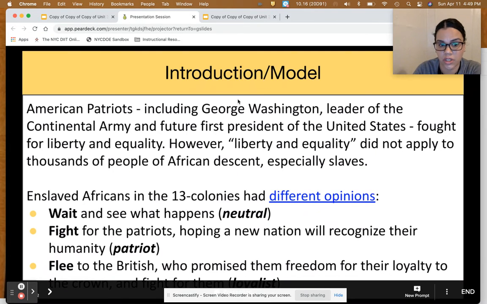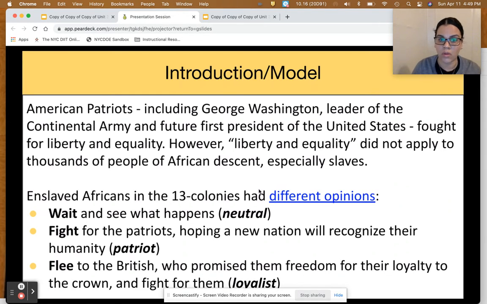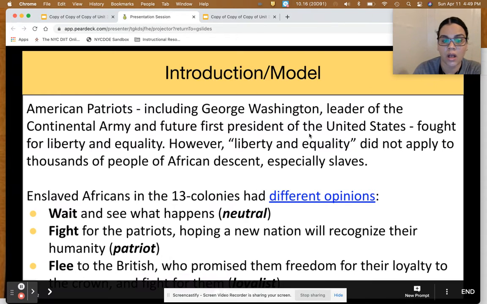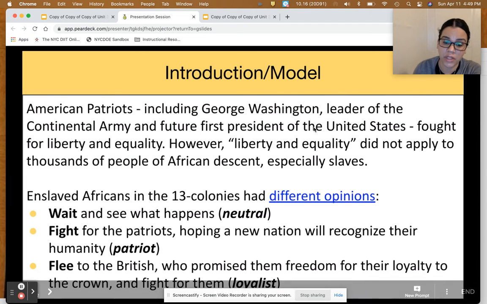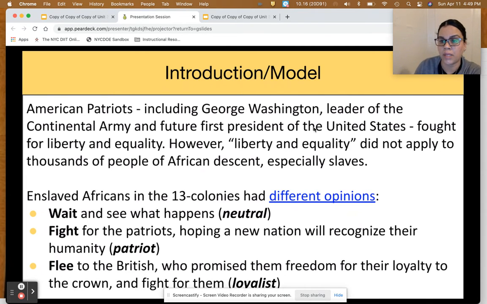And from the introduction portion of the lesson, enslaved Africans in the 13 colonies had different opinions, right? If they were neutral, they wanted to wait and see what happens. They really didn't have an opinion about a war between British soldiers and the colonists. If they were fighting on the Patriot side, they were hoping that getting rid of British rule and having a new nation would lead to their freedom.